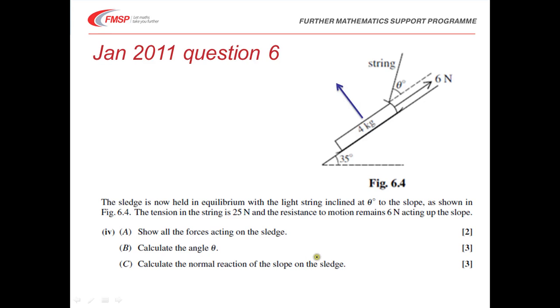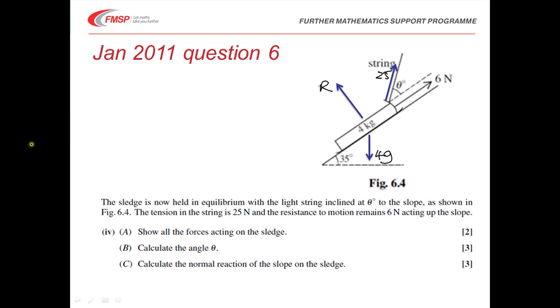So, we're going to have a normal reaction acting upwards, perpendicular to the plane. We'll have the weight acting vertically downwards, that will be 4g. And then we'll also have that tension in the string, and they've told us that the tension in the string is 25 newtons. So we've shown all the forces there, and then we have to work out the angle theta for part B.